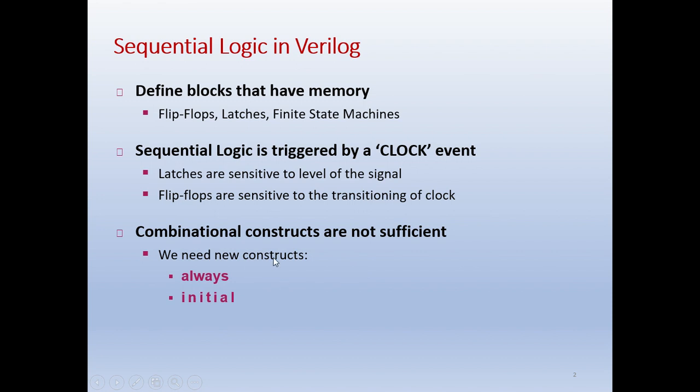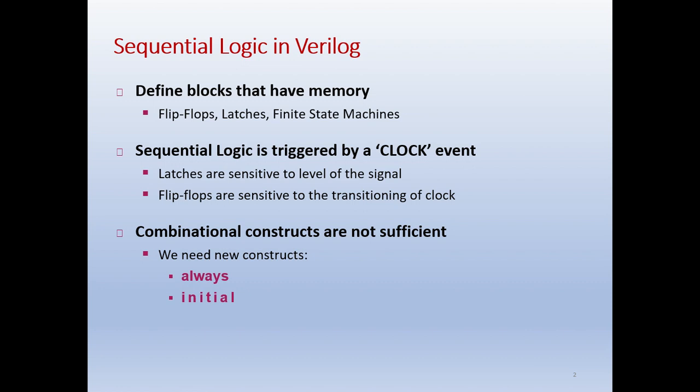So combinational constructs are not sufficient. Combinational constructs refer to data flow and gate level modeling. But for behavioral, sequential modeling we always need two types of constructs: one is always, and the other is initial. Some conditional statements are required, as we see in basic programming, such as if else, as well as for loops and some other statements for long jumps and short jumps.